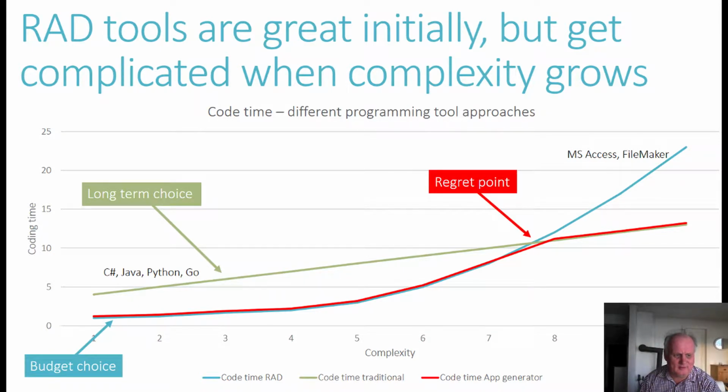I have created this graph that you will see now, and the lower line here, which is red now, and continues into a red line and into a blue line, is basically the budget choice. And that's the choice you take when you use systems like Microsoft Access or FileMaker. In the old days, it would also be stuff like PowerBuilder.